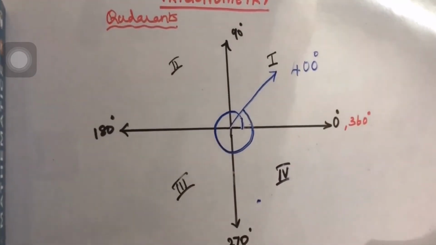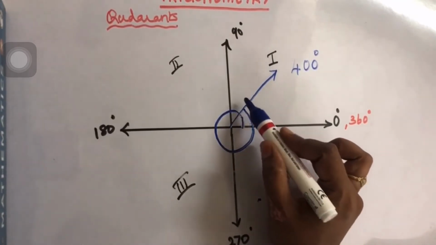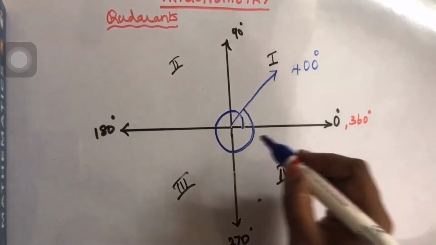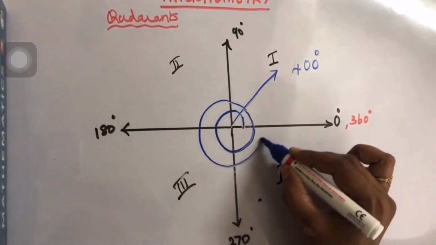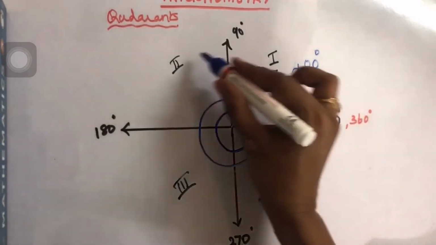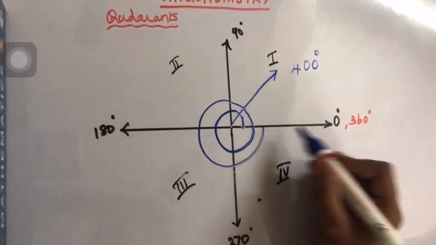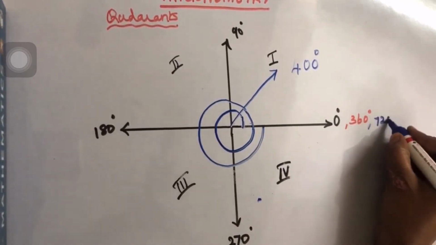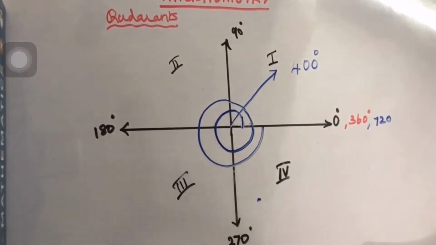Okay, so one complete rotation is done, and it will go on in the anti-clockwise direction. For one complete rotation it took 360 degrees, for two complete rotations it took 720 degrees, likewise it will go on. Okay. So, these angles 0 degrees, 360 degrees, 720 degrees are all called coterminal angles.